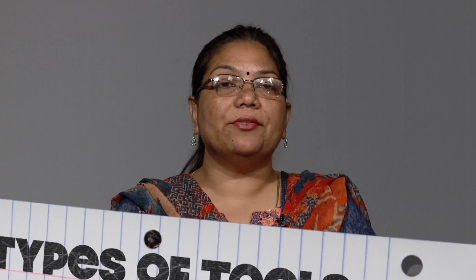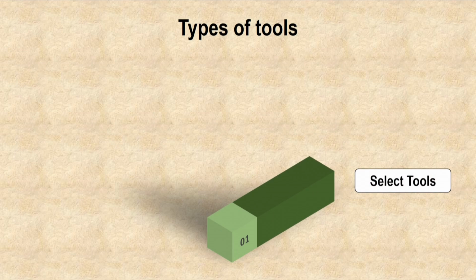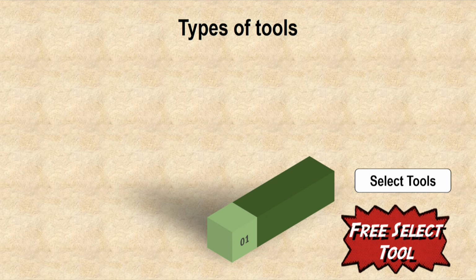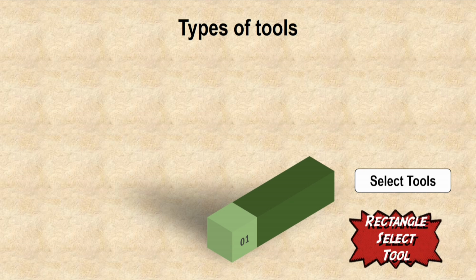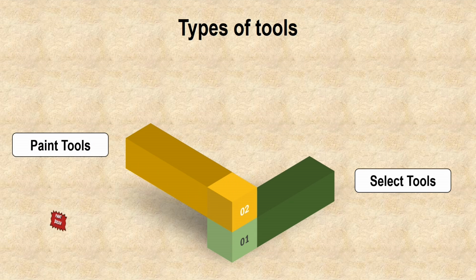In the GIMP working environment, we are usually provided with several types of tools. These are under select tools. Select tools can be like free select tool, fuzzy select tool, rectangle or ellipse select tool. Similarly, paint tools cover various tools like paintbrush, airbrush, pencil, eraser and so on.